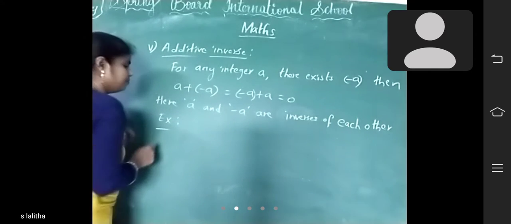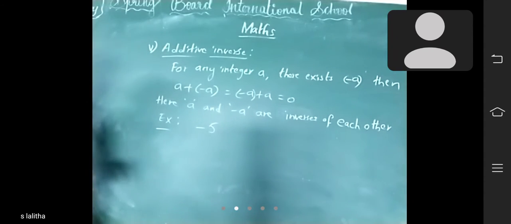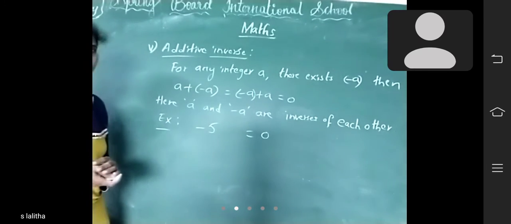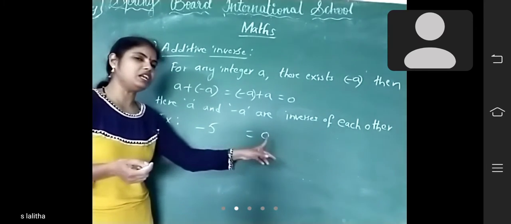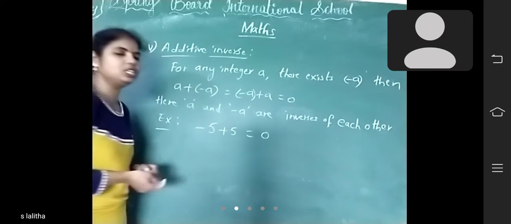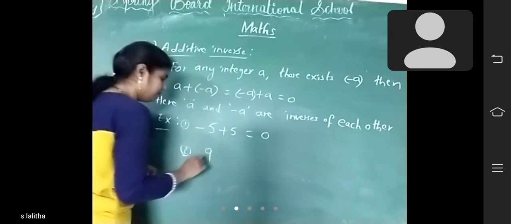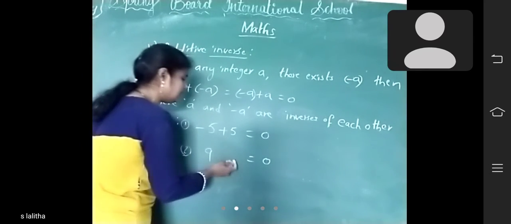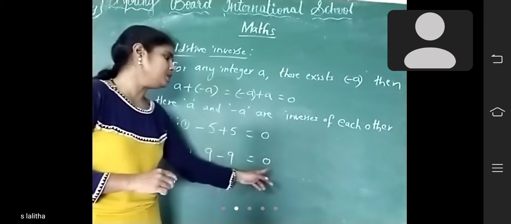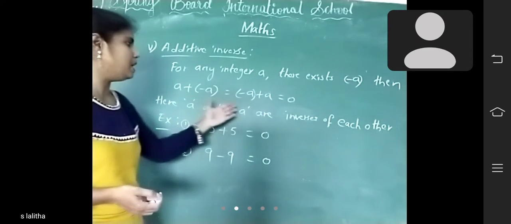Example: say any one integer, I am taking -5. Which number should you add to this -5 to get 0? Plus 5. So -5 plus 5 is how much? 0. Another one, I am taking positive integer 9. Which number should you add to get 0? -9. 9 minus 9 is how much? 0.